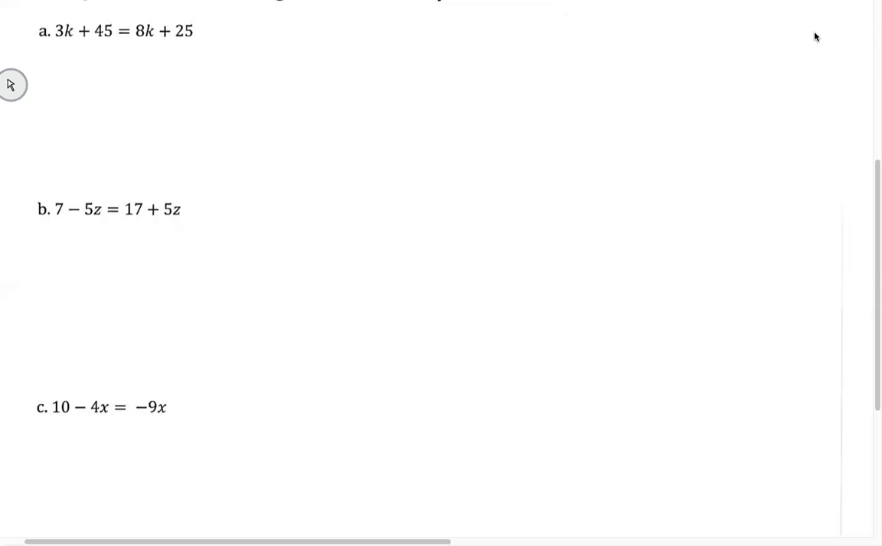3K. So what I'm going to do here is think to myself, how do I get rid of a positive 3K? And I'm going to go ahead and subtract it. Notice, and this is very, very important, I line up my K's. I put them underneath each other. So on the left side, I have 45. On the right side, I have 8K minus 3K. That's 5K plus 25.